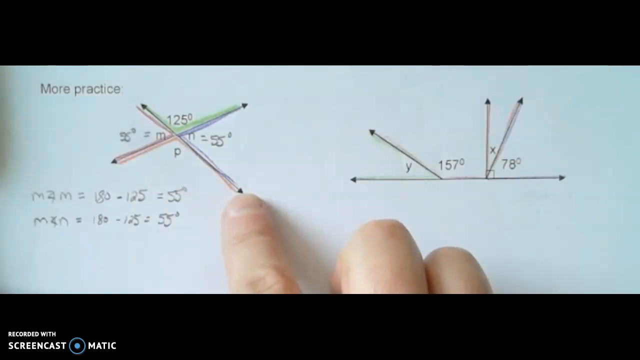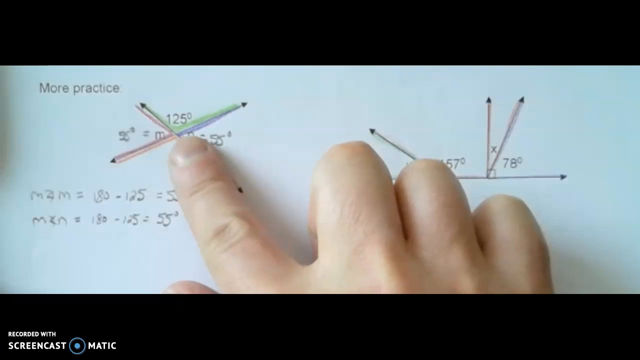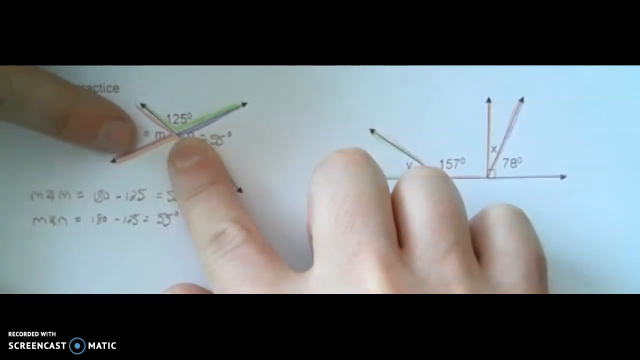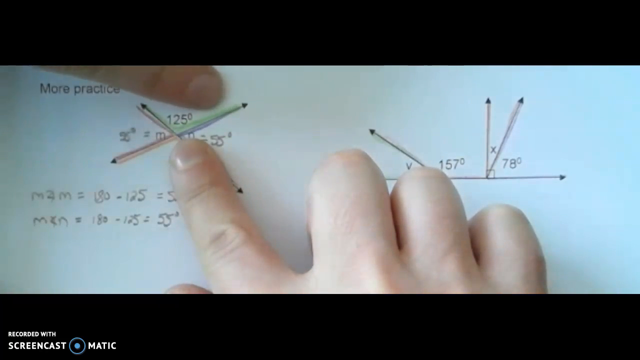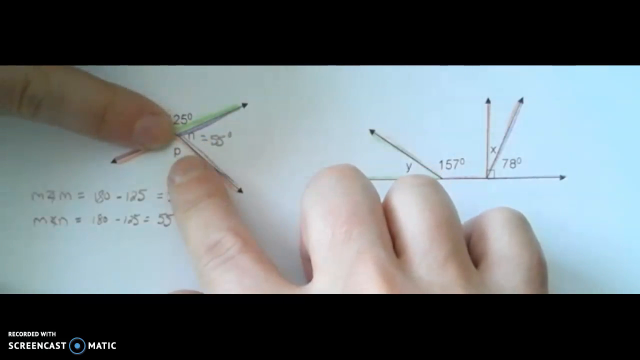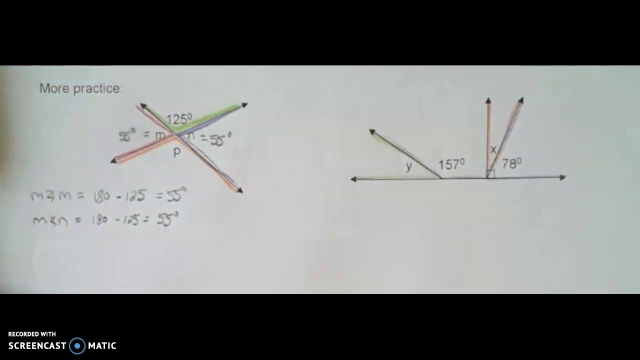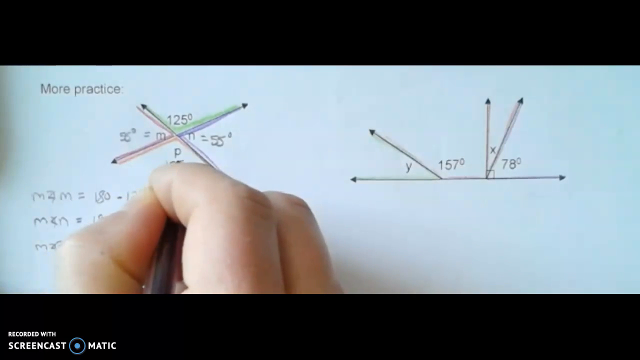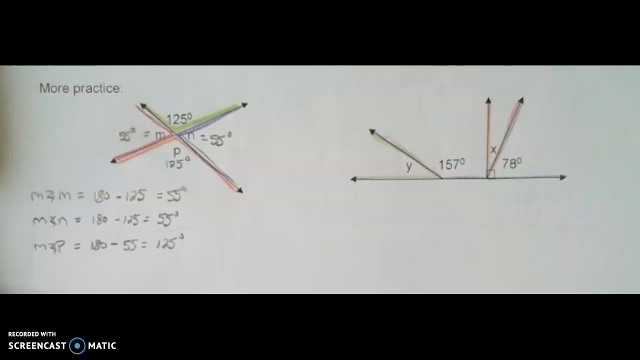So if I cover up this ray, that's purple and orange, I pay attention to where the purple and orange still is. It's along this straight angle right here. So angle P and angle N are supplementary angles, so they add up to 180. If I want to get the measure of angle P, I'm going to take 180 and subtract off angle N, which I found out from before was 55 degrees. And that's going to leave me with 125 degrees for angle P.